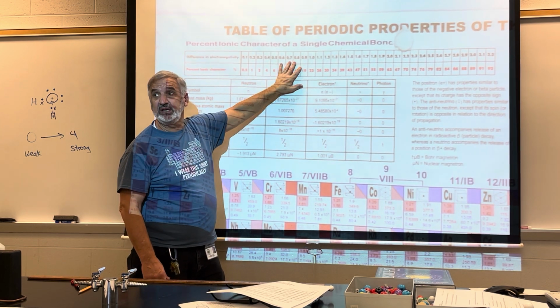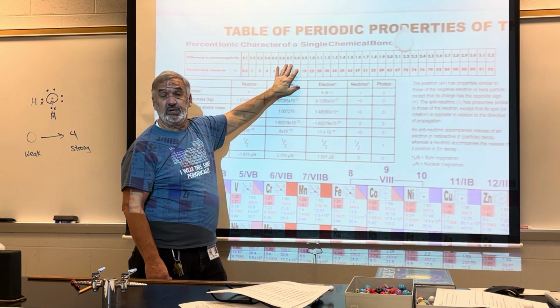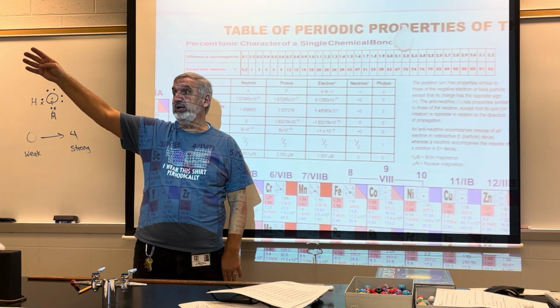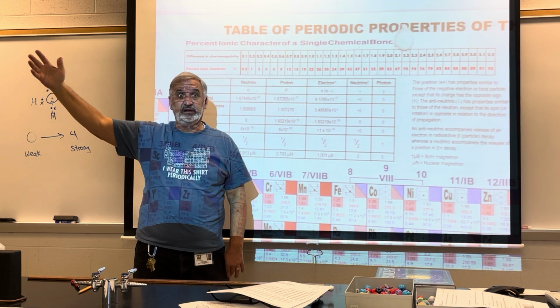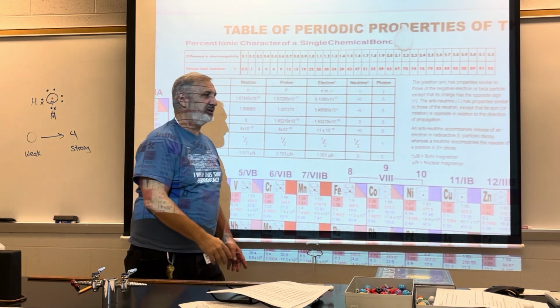This is going to be real important again when we get to bonding, just knowing the trend. But it's really easy. Bottom left is the lowest, top right is the highest. Why don't we include the noble gases? They don't bond. They don't have attraction for a shared pair of electrons. They don't attract anything.